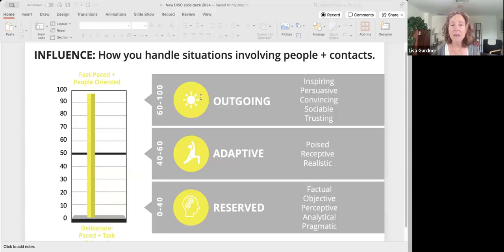If you scored somewhere in the middle, 40 to 60, it means, again, that you have some adaptability in this style. If you scored low, 0 to 40, you will tend to influence others more through data, facts, and careful analysis. So again, high or low, which is better? It all depends on the nature of the situation with people and contacts.